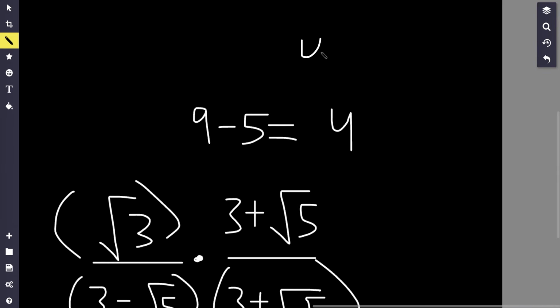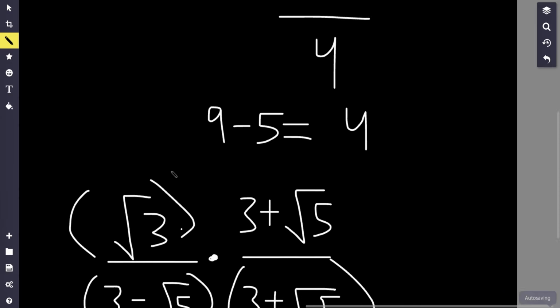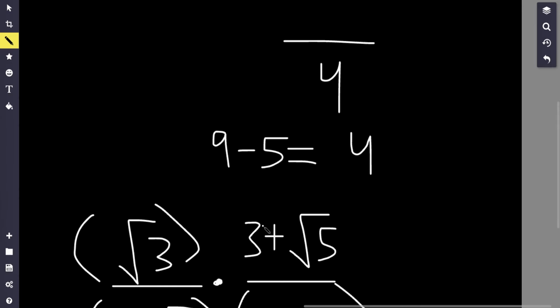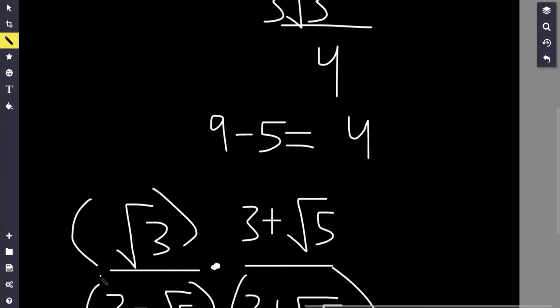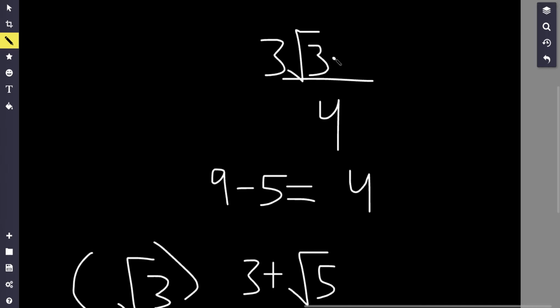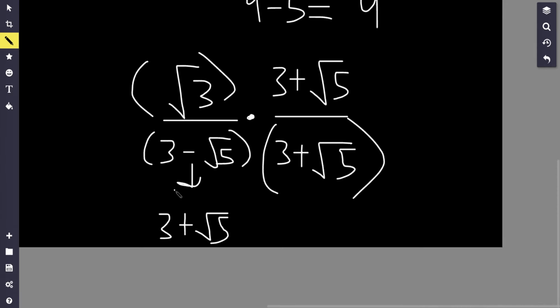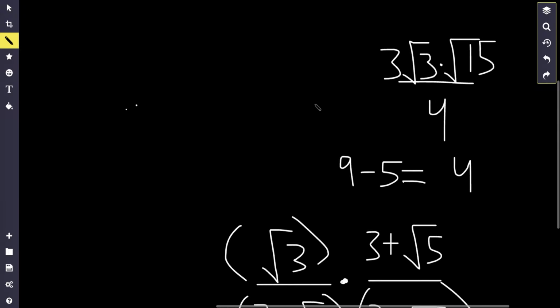That's going to be our denominator, right? And then in our numerator, it's just going to be square root of 3 times 3 is 3 radical 3, and then the square root of 3 times the square root of 5 is just going to be radical 15. And boom, you've gotten rid of the radical in the denominator.